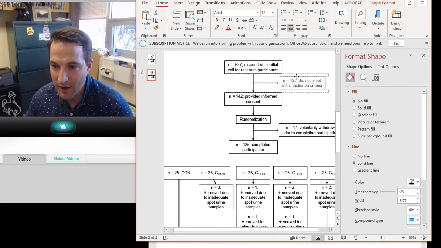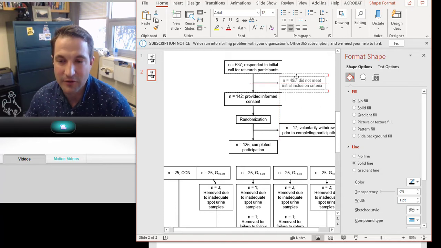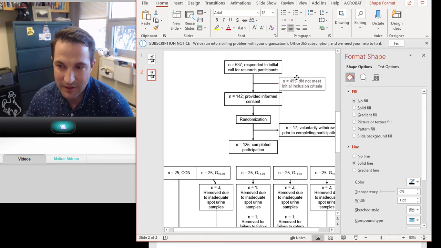And then the next thing I want is I want it to be equidistant vertically between my n equals 637 and n equals 142. If you look, you can see those little orange tabs to the right. That tells me that I'm equidistant. Right there, they're gone. I'm still aligned with my n equals 17, but I'm not equal distance between the two. Move it up. There we go.